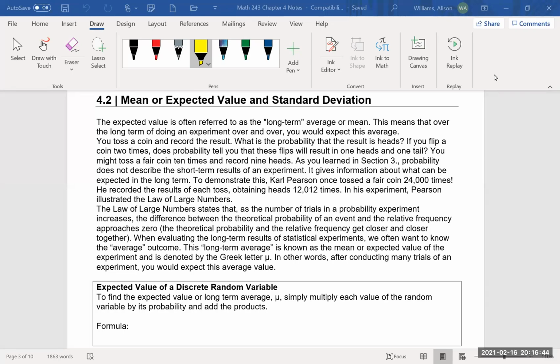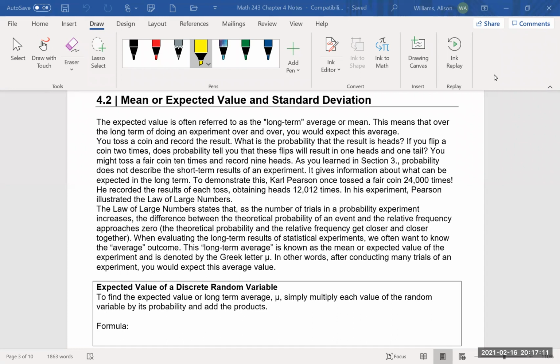In this video, we're going to find the mean, which is also called the expected value of a discrete random variable, and the standard deviation of a discrete random variable. So we talked about that a discrete random variable is a variable that lists all the outcomes in a probability experiment. So take a moment and refer back to the law of large numbers, which we had talked about when we first introduced probability.